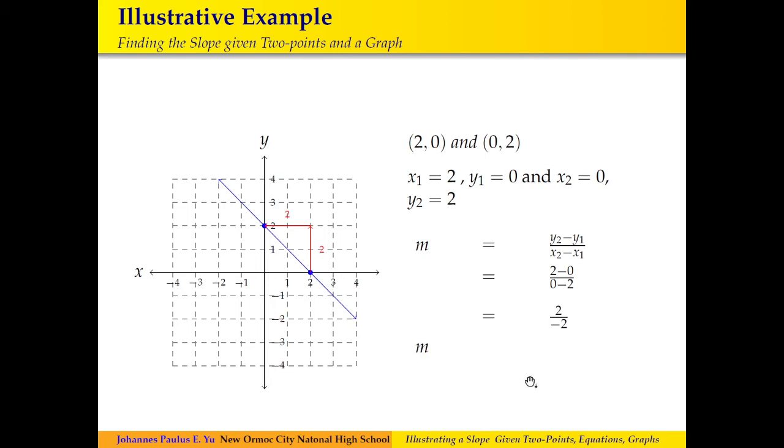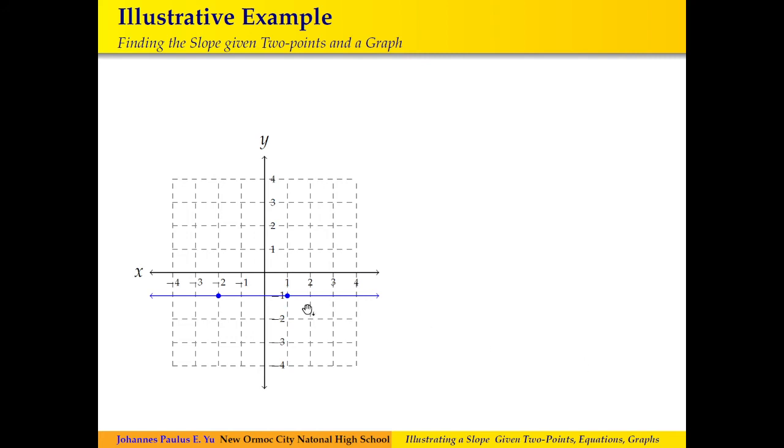0 minus 2 is negative 2. And simplifying, we have negative 1. So, positive divided by negative, the answer is negative 1. So, in here, by inspection, 2 units above, that is a change in y. And then, 2 units towards the left, 2 units pa rin kasi distance eh. So, 2 divided by 2 is actually 1. But since the line is going to the left, yun lang ang pinaka-importante. Dapat di tayo magkamali. No? So, slope must be negative 1.